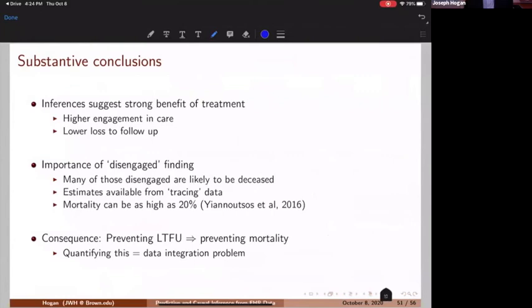So the substantive conclusions say that there's a strong benefit to treating immediately from a programmatic point of view. I talked about the disengaged finding. Essentially what Constantine and his colleagues have found is that mortality among those classified as disengaged can be as high as 20%. So there should definitely be an adjustment for that.